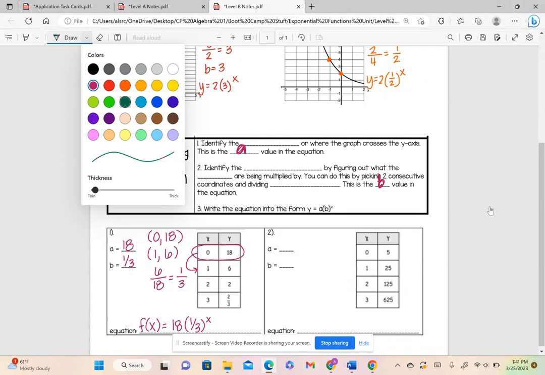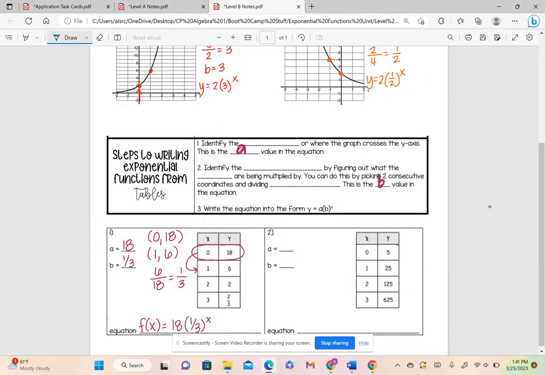Exactly the same thing with the next one. Luckily here I have that (0, 5). There's my y-intercept, (0, 5), so that means my a value is 5. My next point right here, (1, 25). Are the y values getting bigger or smaller? They're getting bigger, so that should be growth. So your b value better be greater than 1. So I take y2, which is 25, divide by y1, which is 5, and that is 5. So my b value is 5. My equation, f of x equals 5, parenthesis 5, to the x.